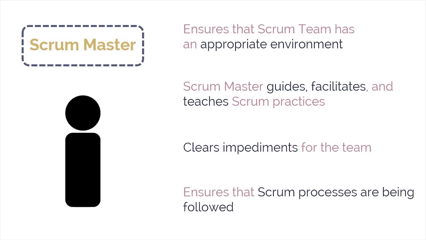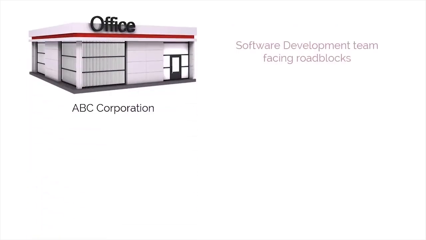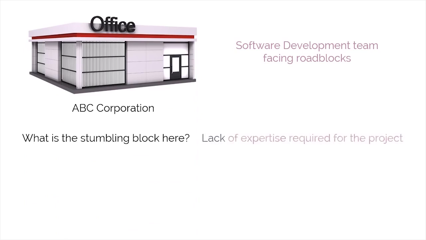To clarify, here's an example. This is ABC Corporation. The software development team at ABC is facing roadblocks lately. Why? Well, it seems that they are unable to live up to the set standards of a project in terms of quality. What is the stumbling block here? Lack of expertise required for the project. It, in turn, leads to delay. So this is where the Scrum Master is going to pitch in.